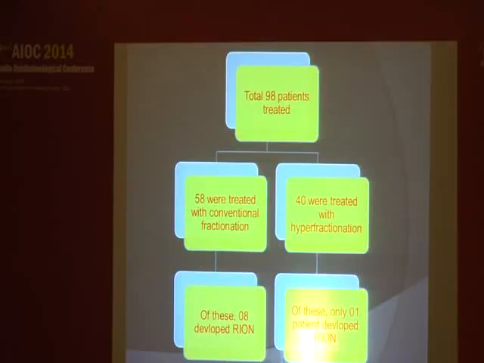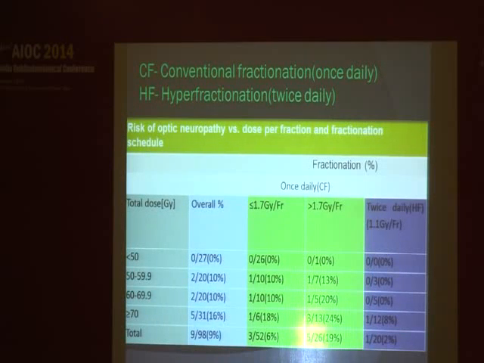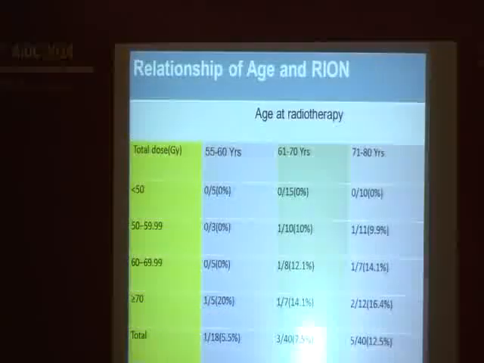Of the total 98 patients, 58 were treated with conventional fractionation, that is once daily fractionation. Of the 58 patients, 8 developed RON. Of the 98 patients, 40 were treated with hyperfractionation, that is twice daily fractionation. Of these, only 1 patient developed RON, indicating that with hyperfractionation the risk of development of RON is less. This table clearly shows that as the total dose increases, the risk of radiation-induced optic neuropathy increases, and also that the risk of radiation-induced optic neuropathy is less with hyperfractionation, that is twice daily hyperfractionation.